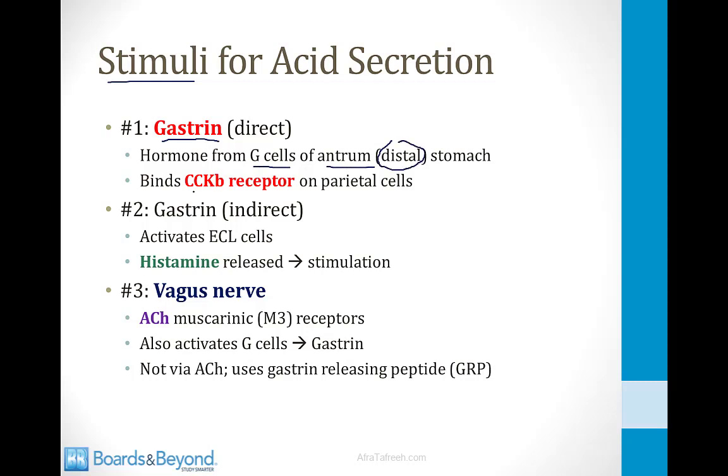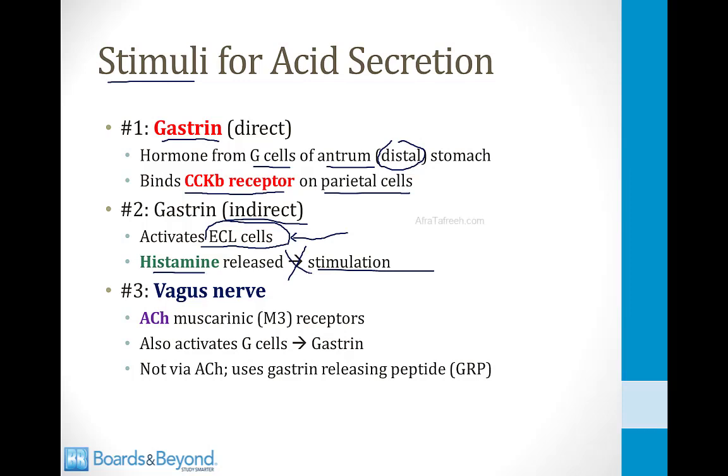And gastrin can bind to a receptor called the CCKB receptor on parietal cells, and when it binds, it triggers them to secrete hydrochloric acid. Gastrin can also exert an indirect effect on the parietal cells. It can activate intermediate cells called enterochromaffin-like or ECL cells, and when gastrin triggers these cells, they release histamine, and then the histamine stimulates the parietal cells to secrete hydrochloric acid. And as we'll talk about later in this module, there are acid-suppressing drugs which are antihistamines that block this gastrin-induced stimulation of the ECL cells.